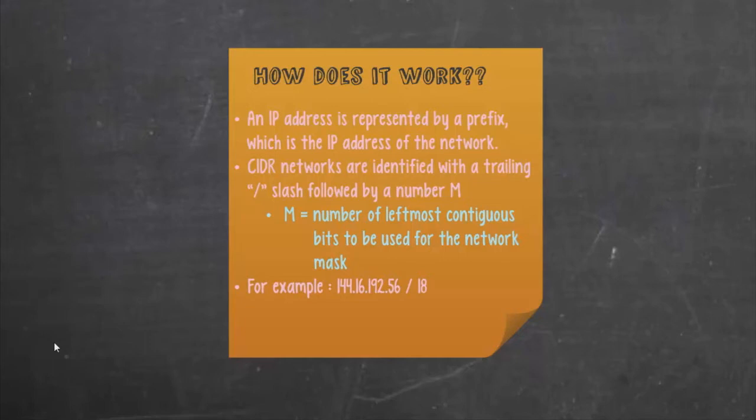Since CIDR address space can overlap byte boundaries, the method to tell which address is part of which network is a little bit trickier than with classful networking. Everything that needs to be known is indicated by the /number, however.